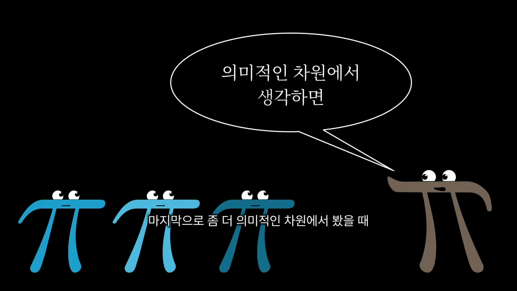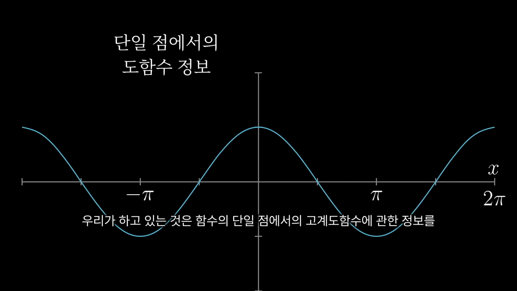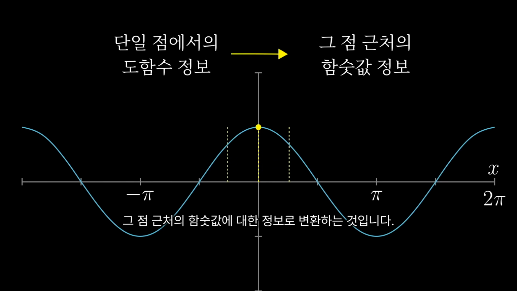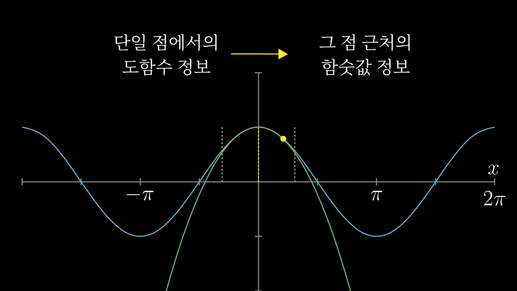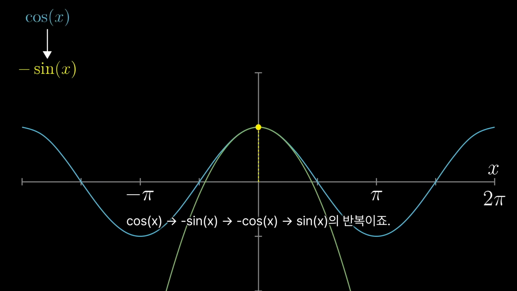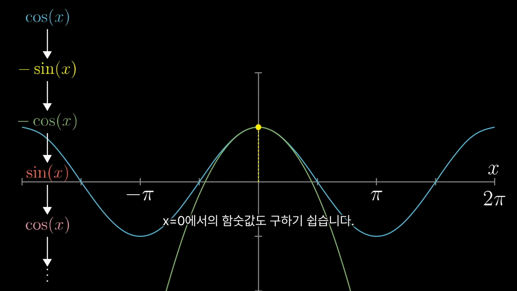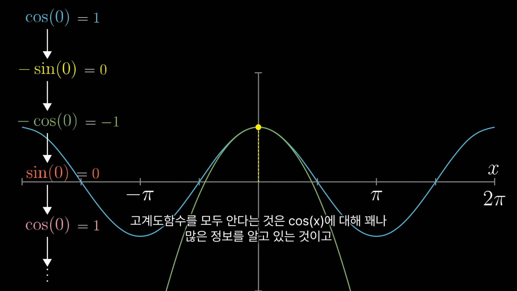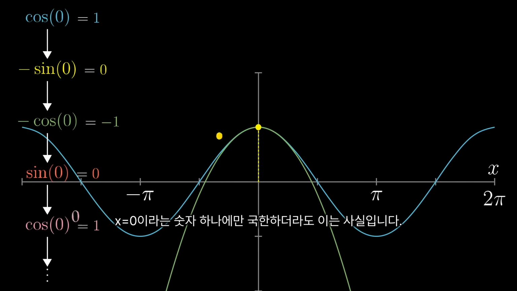And finally, on a more philosophical level, notice how what we're doing here is basically taking information about higher order derivatives of a function at a single point, and then translating that into information about the value of the function near that point. You can take as many derivatives of cosine as you want. It follows this nice cyclic pattern: cosine of x, negative sine of x, negative cosine, sine, and then repeat. And the value of each one of these is easy to compute at x equals 0. It gives this cyclic pattern 1, 0, negative 1, 0, and then repeat. And knowing the values of all of those higher order derivatives is a lot of information about cosine of x, even though it only involves plugging in a single number, x equals 0.